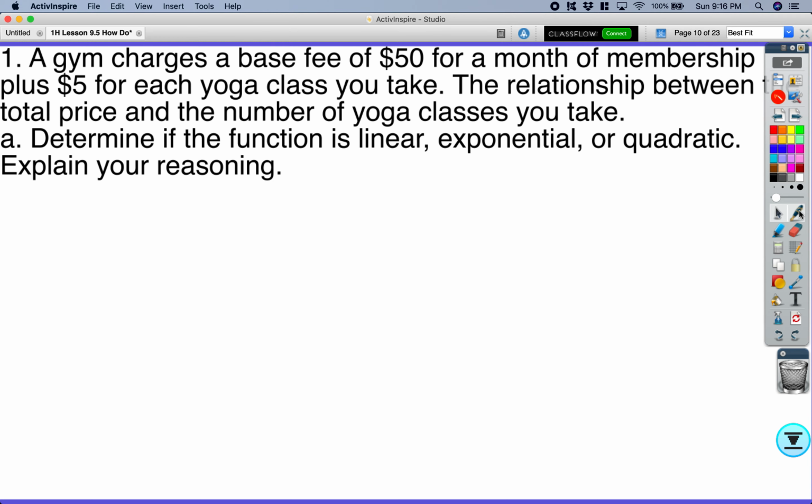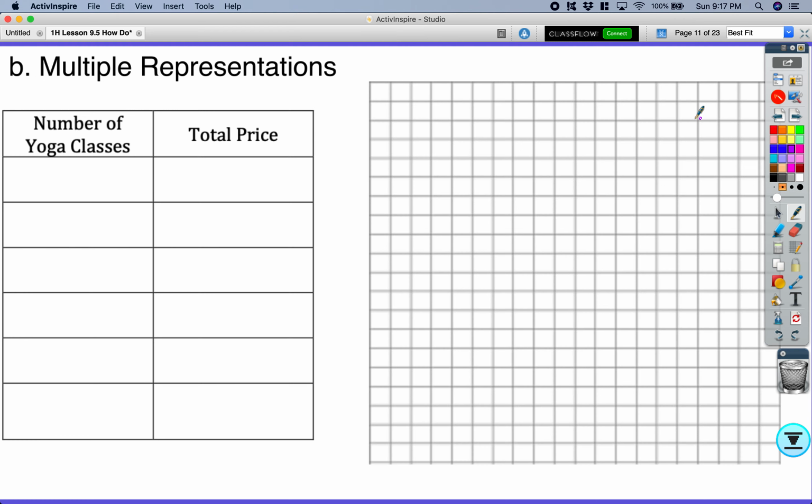It says a gym charges a base fee of $50 a month. So no matter what, you're paying 50 bucks. And then after that, you have to pay $5 additional to take a yoga class. And we need to determine if this is linear, exponential, or quadratic. To do this, let's first look at the graph.